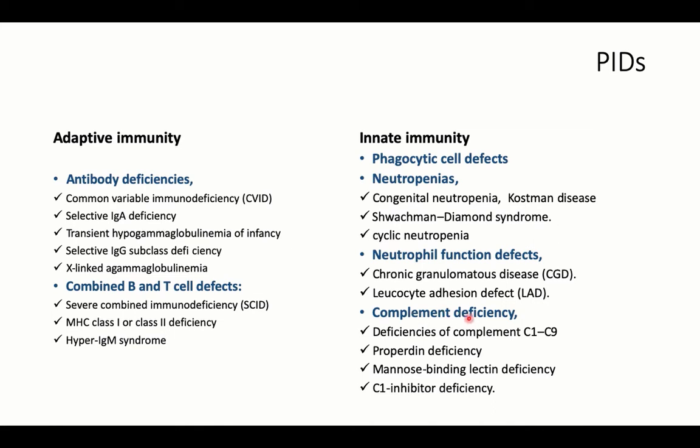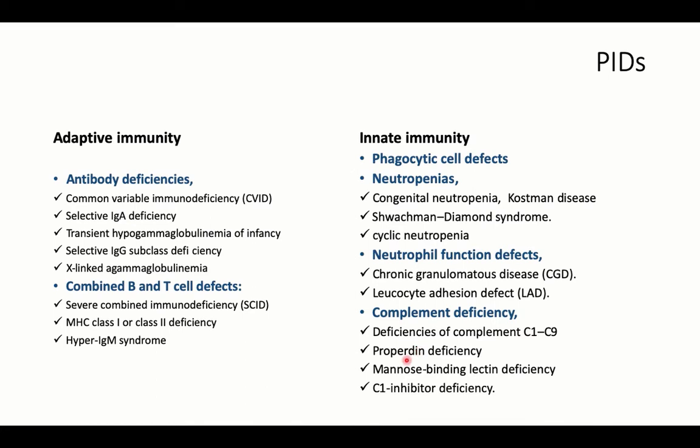We may have complement deficiency as one of the innate immunity disorders, either deficiency of any of the complements from complement 1 to complement 9. If you remember, we have the membrane attack complex formed of C5 to C9, and we had C1 as the initial step in the activation of the classical complement pathway, and we have C3 as a common pathway for activation of the complement system, ending with its effector mechanisms. So deficiency of any of these can present with complement deficiencies and their manifestations.